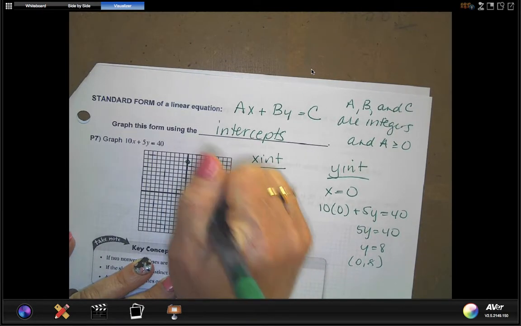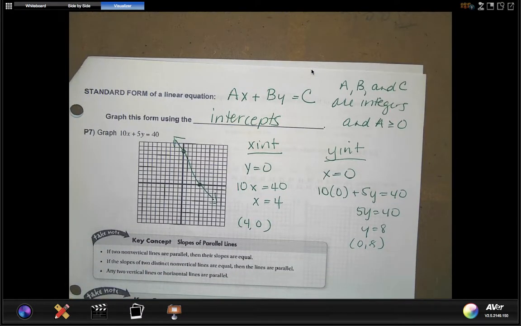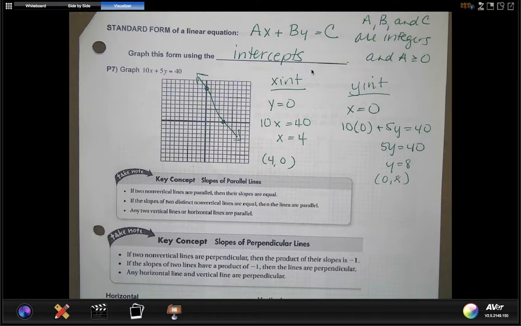And I can connect those 2 points, and there's my line. Okay? All right, the last thing in this section is parallel lines and perpendicular lines.